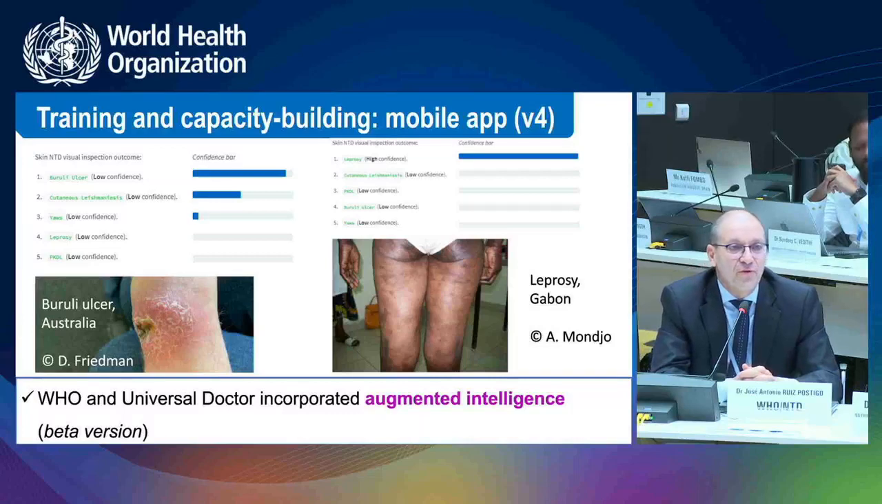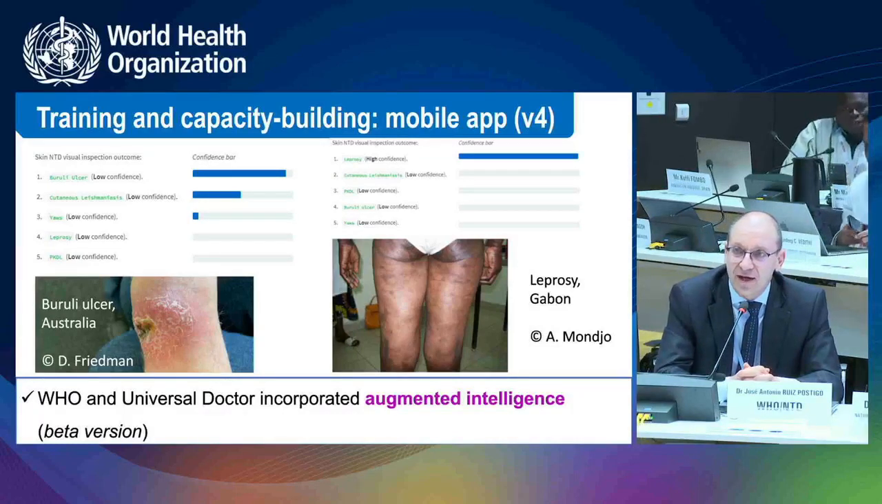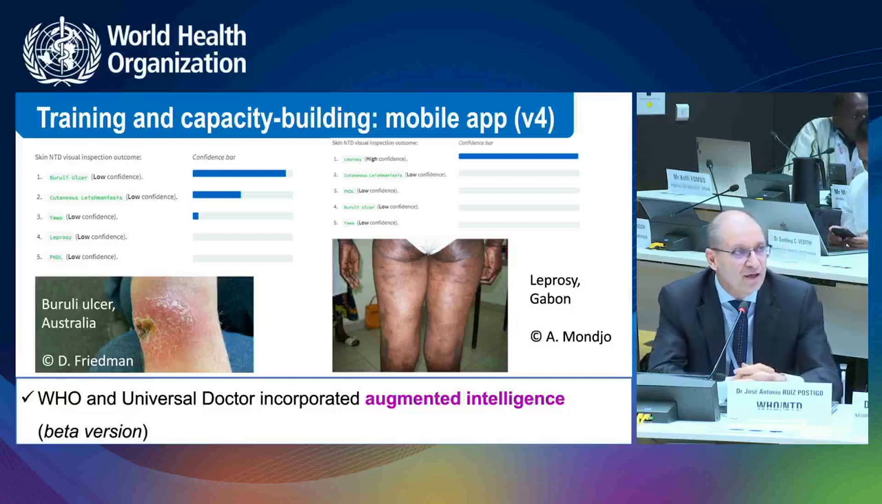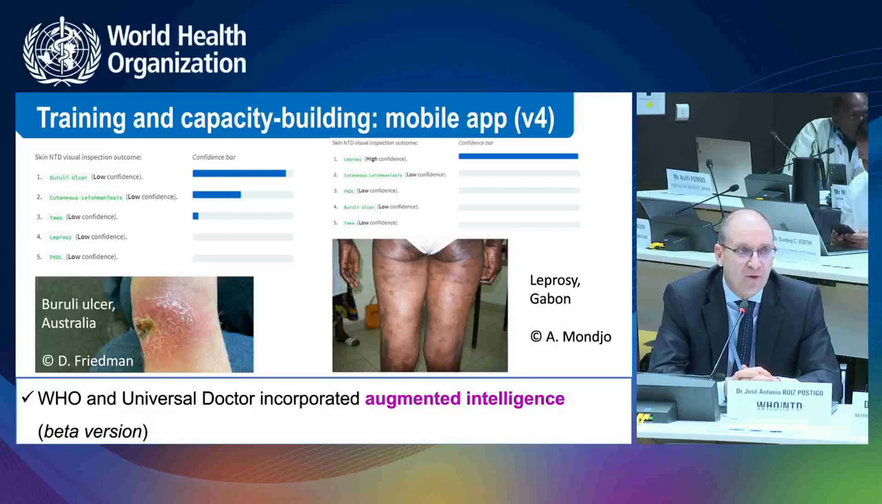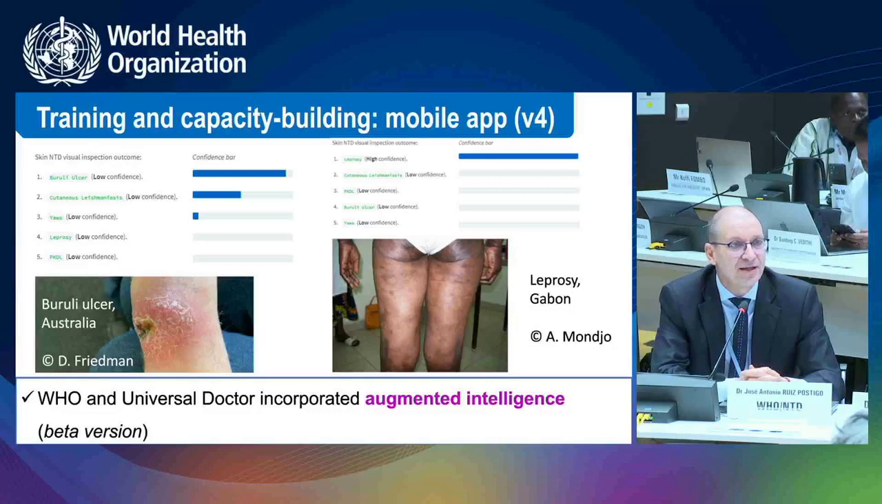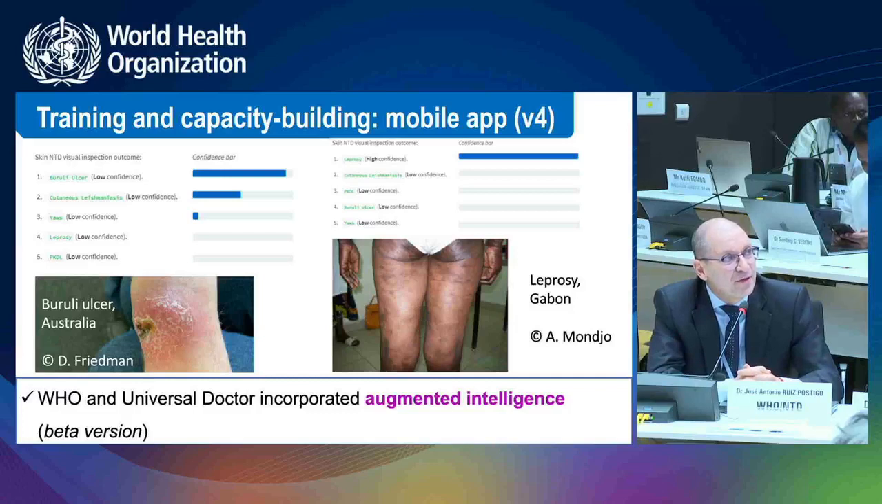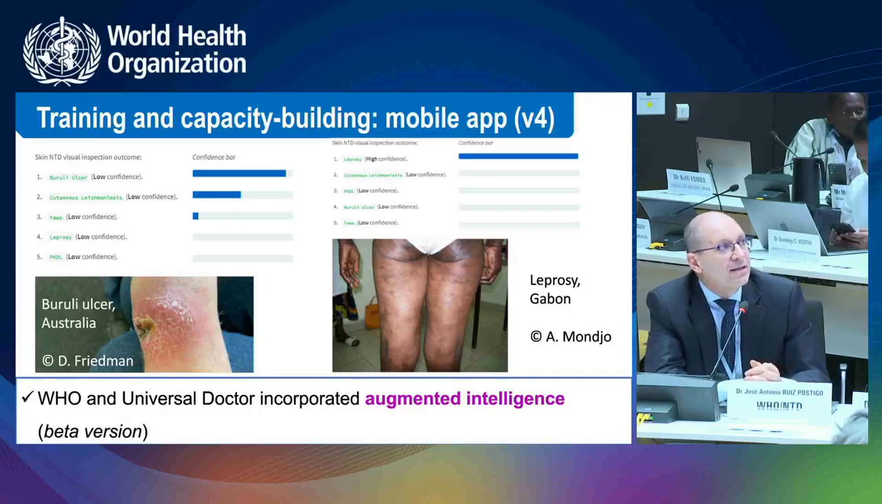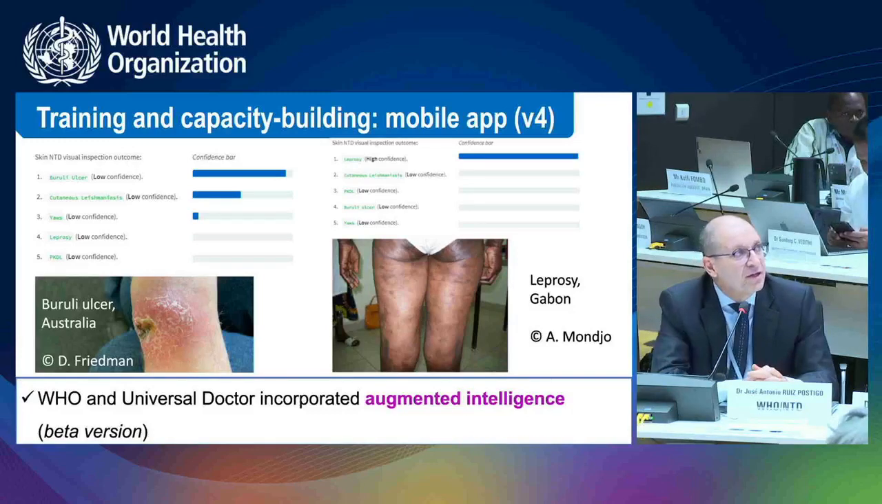But we wanted to move forward with the times. We hear a lot about artificial intelligence, augmented intelligence. We know there are companies who have developed very powerful tools on that. But again, when you go to dark skin, when you go to NTDs, maybe there is not enough in the market. So in collaboration with the Universal Doctor, we incorporated a feature. It's also a beta version. We now have 5 diseases. We have trained the phone on 5 diseases. And these are Buruli ulcer, cutaneous leishmaniasis, yaws, leprosy, and PKDL.